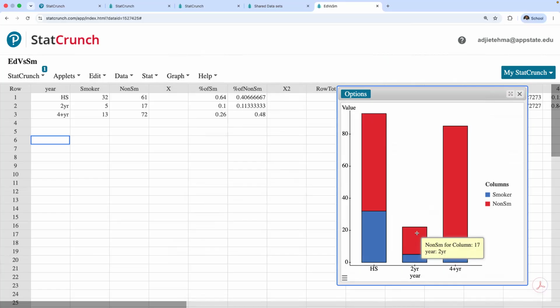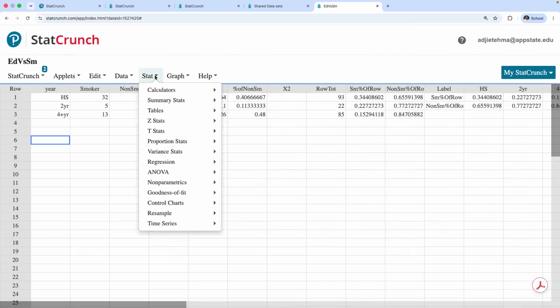The other thing we can also do is to let StatCrunch do some computations that we want. So for example, if we want to display the row percent, the column percent, and the percent of the total, to be able to do that, you can go to Stat, and then we go to tables, and then we go to contingency table.